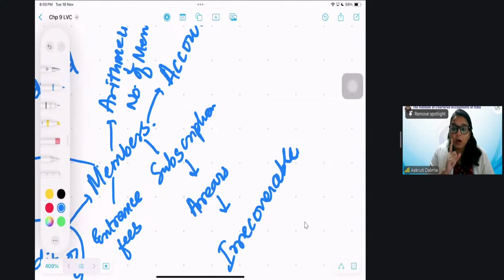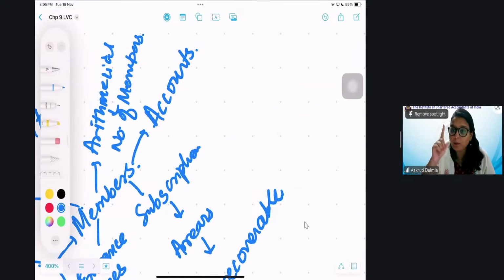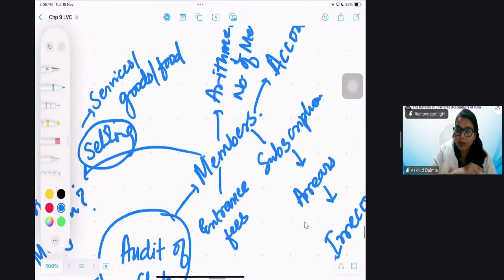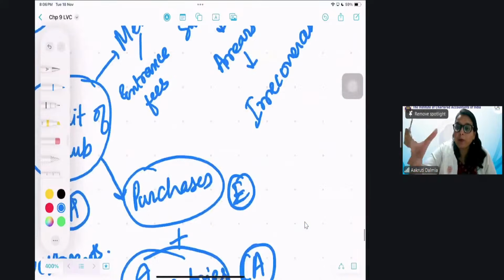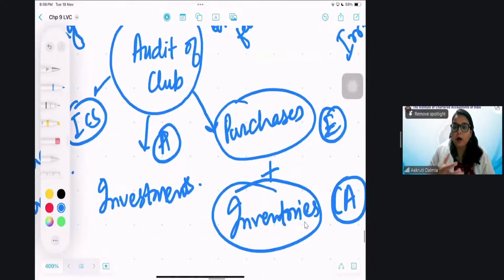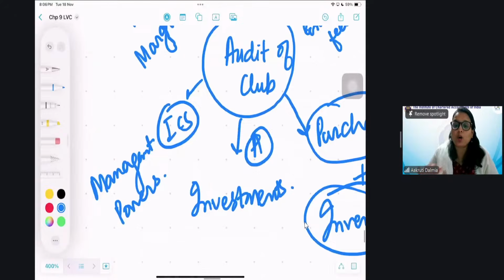How do I tally all are there? Check the arithmetical accuracy. How do I check each member's overdue? Check the accounts. Okay, I'm selling things to the members. What price am I selling? What margin am I keeping for them? How am I purchasing all the things I'm selling to them? What is the inventory of the things I'm keeping with them? Is there any extra money I am having? Am I keeping it as an investment? And is my management doing the job correctly?